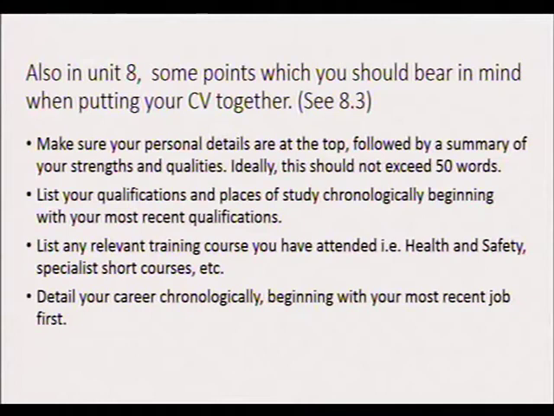We talked about the difference between the CV and the resume. Now, how do you put your CV together? Things that you need to take into consideration: make sure your personal details are at the top always, followed by a summary of your strengths and qualities. What are your qualities as a human being? Ideally, this should not exceed 50 words. So it should be a short summary of your strengths, things that you know the best, that you can do, and things that you are good at.